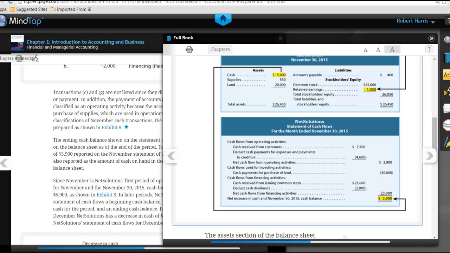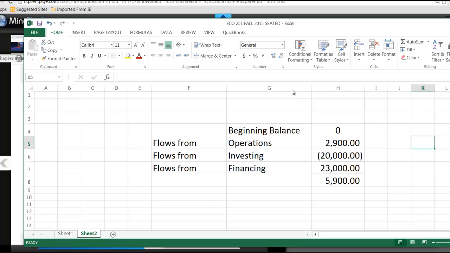And in this first chapter, we're starting out at the very beginning of an accounting period. So we can see here this is the end of the first month. It doesn't show you this, but we're starting out with a beginning balance of 0. We had a positive amount of $2,900 that came in from us just performing the typical duties that we do as a Net Solutions business. We had a cash outflow for the purchase of land, and then we had cash inflows that we got from selling stock. So this is basically what happened.